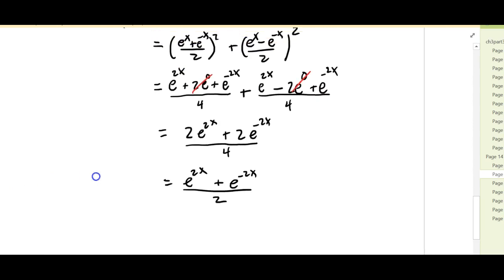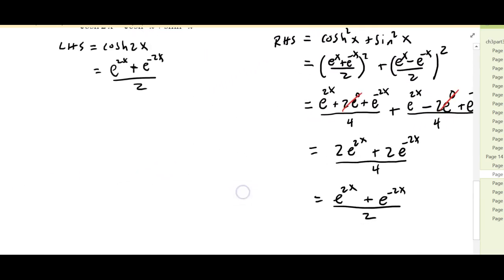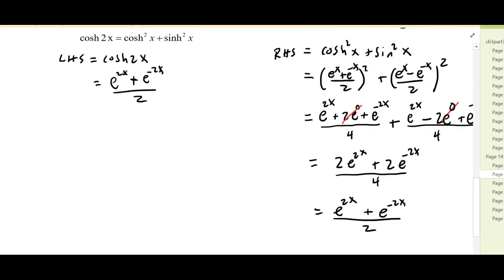And what's our conclusion? That the left-hand side, which is this, is the same thing as the right-hand side, which is that. And that's it. That's the proof.